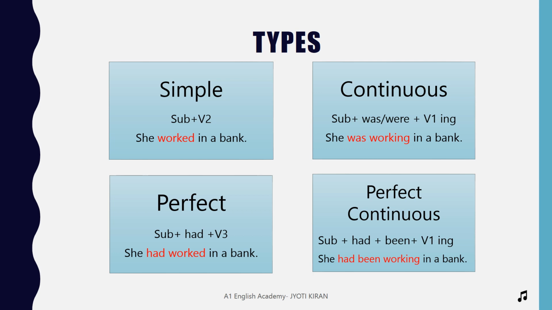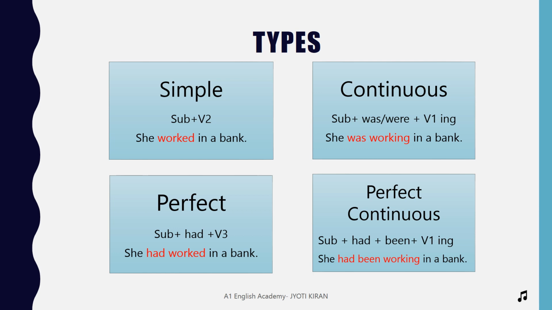Next is past continuous tense. It is also known as past progressive tense. It is used to describe an ongoing activity in the past. And here we use auxiliary verbs like was and were with the first form of verb and ing. See the example. She was working in a bank. Was working. With work we have used ing.